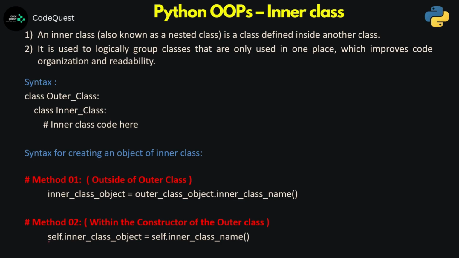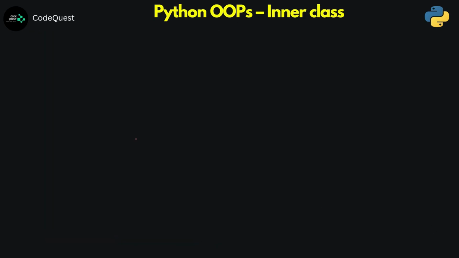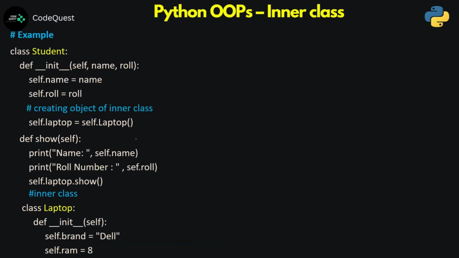We will take the help of self, followed by the inner class object equal to, once again I'll write self, then inner class name. So here this self will be referring to the object of the outer class. Whenever I create the object of the outer class, that will obviously invoke the constructor of the outer class, and within the outer class constructor I will be writing this syntax so that I can create the object of the inner class. Now let's deep dive into an example to have an understanding.